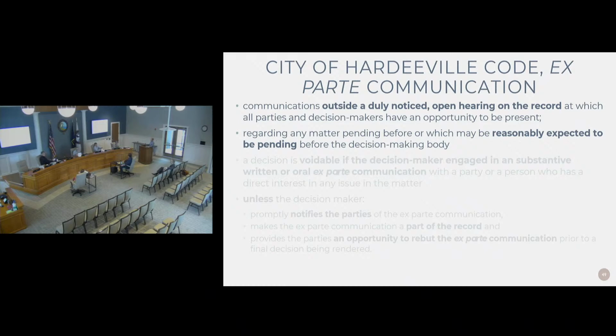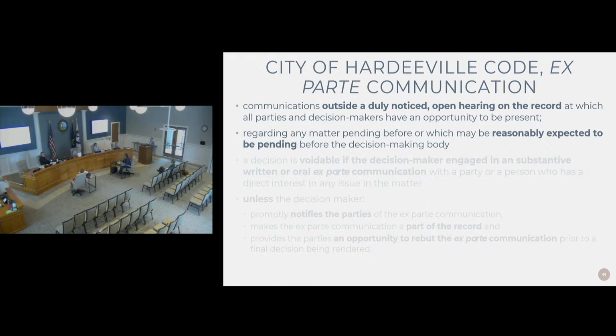Eric referenced some of the local governments in South Carolina that have adopted codes of conduct or codes of procedure. I'm going to reference a couple here in a minute. The city of Hardeeville has actually codified a definition and guidance on ex parte communication. The language they've used is that it is communication outside of a duly noticed open hearing on the record at which all parties and decision makers have an opportunity to be present regarding any matter pending before or which may reasonably be expected to pend or to be before that decision-making body.